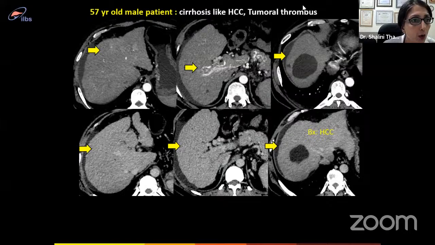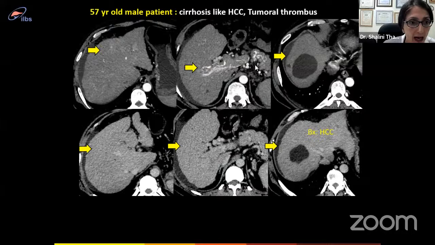Another patient, a 57-year-old male, with cirrhosis-like HCC. We really don't see any mass lesion here. When we give contrast, there is no arterial enhancement. All we see is a thread and streak appearance of the portal vein, which has tumor thrombus in it, and it is showing enhancement on arterial phase.